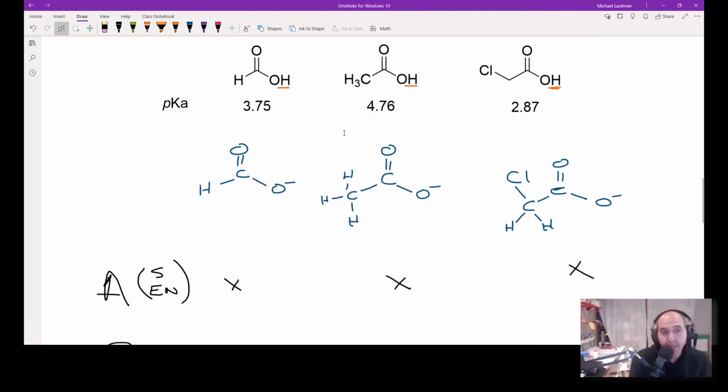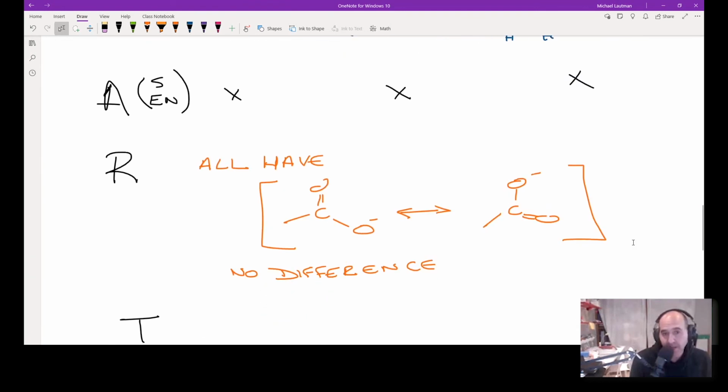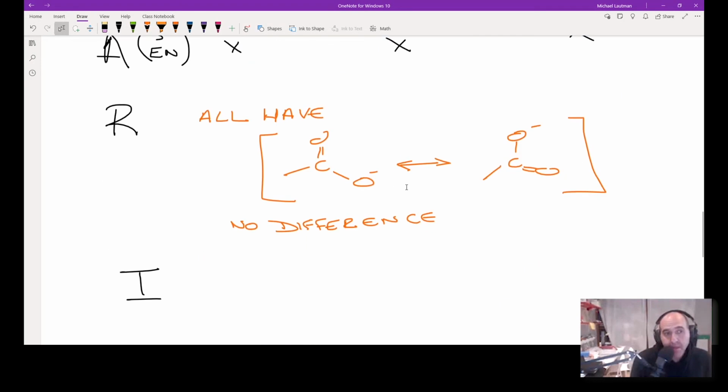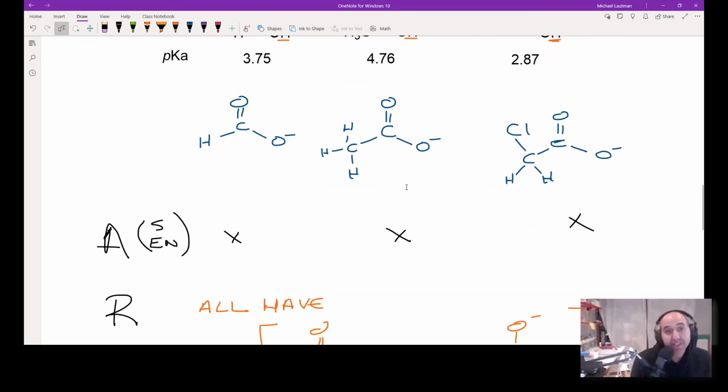In all three of these cases, when we look at their conjugate bases, the atom carrying the charge is the same. Again, it's always oxygen. And the resonance is the same in all three as well, because they all have this arrangement of atoms. They all have the same resonance. So again, full stop. So we have to look for the next difference between them, and then we have to look to the rest of the molecule now.